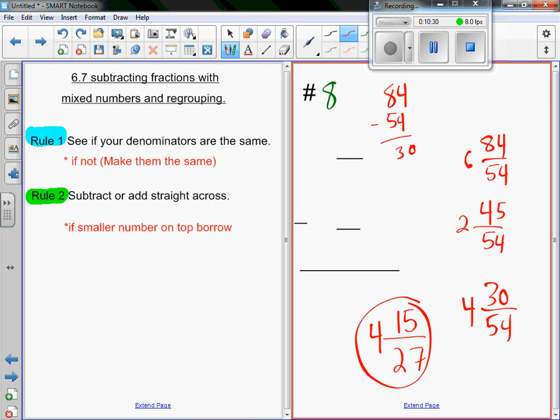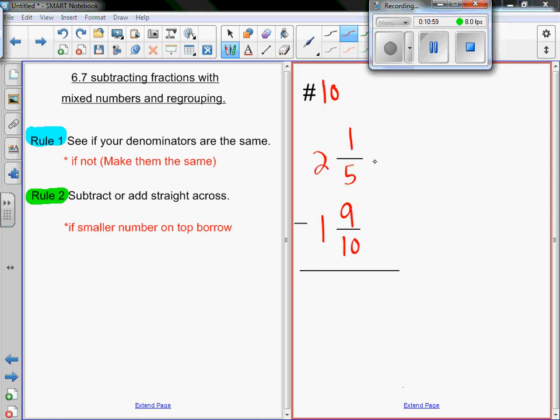And that's as low as it can go. Sorry, I'm a liar. It goes smaller. 3 goes into 15 5 times, and 3 goes into 27 9 times, so 4 and 5 9ths. Sorry, even teachers are wrong sometimes.